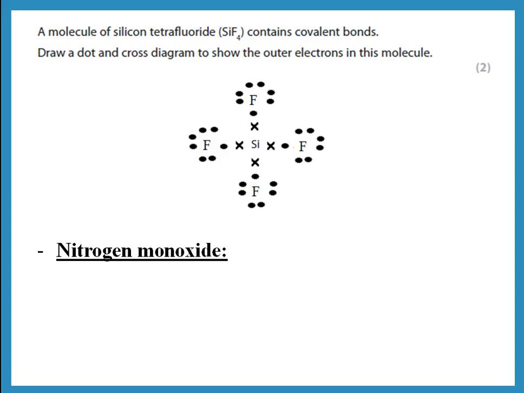Okay, what about something like nitrogen monoxide? Nitrogen monoxide means I have 1 nitrogen and 1 oxygen. Okay, how are we going to do this? The oxygen needs 2, so we're going to share 2 pairs of electrons, but that means that the nitrogen here is missing an electron. We have the 5 of the nitrogen plus the 2 from the oxygen, so actually the nitrogen is missing an electron, but that's how it is.